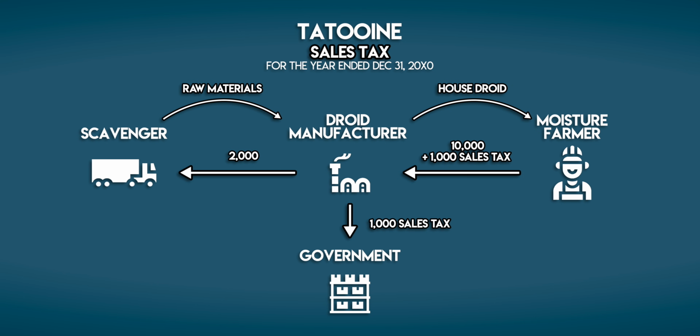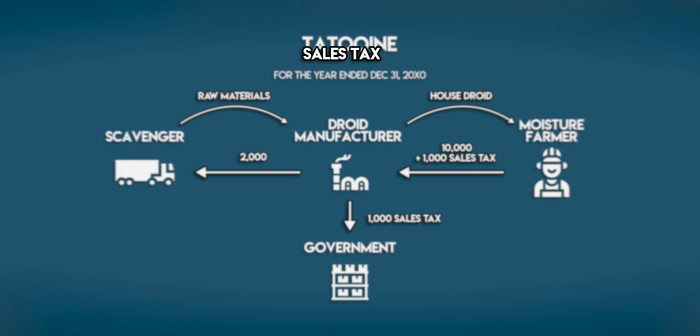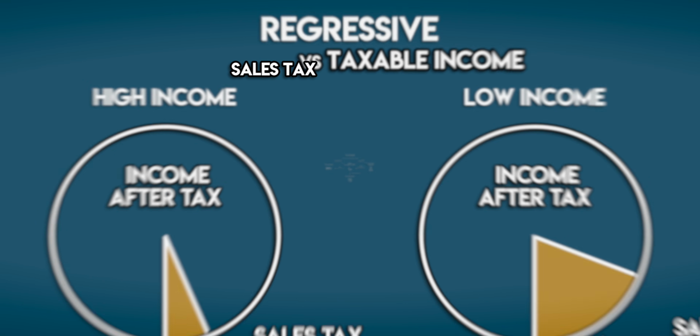As you can see, sales tax is an indirect tax because it's collected by the seller, but the cost is borne by the end consumer. The sales tax rate on Tatooine is flat, but it's still considered to be a regressive tax. The theory goes something like this.